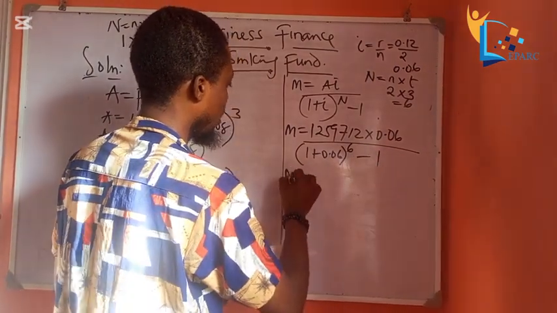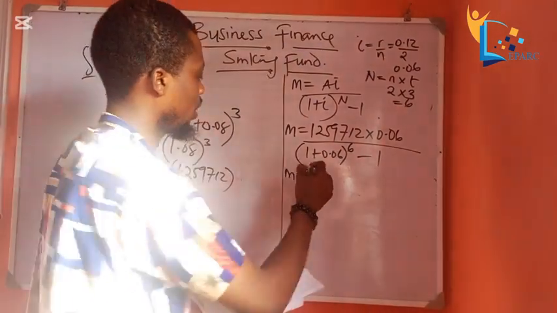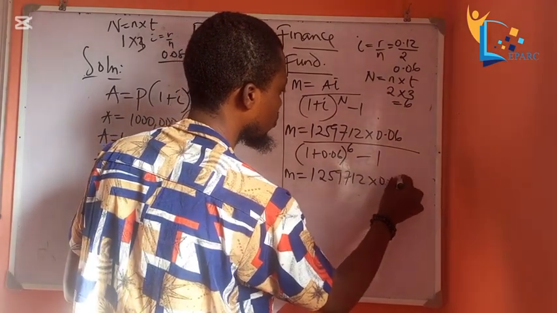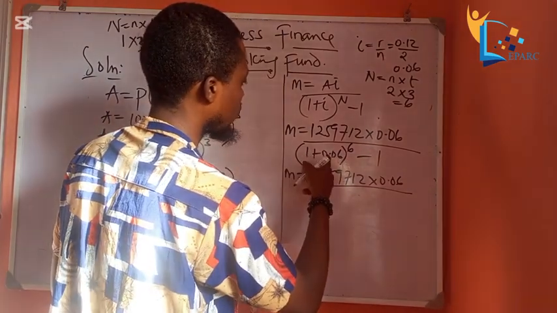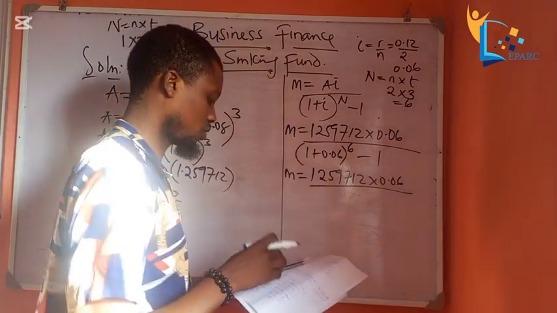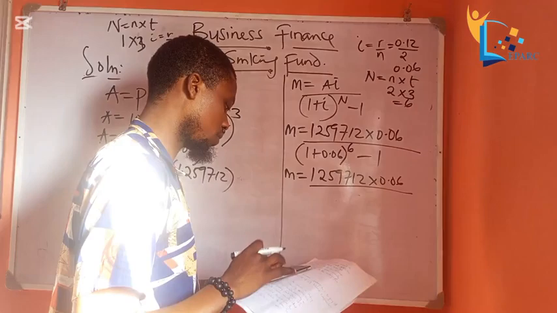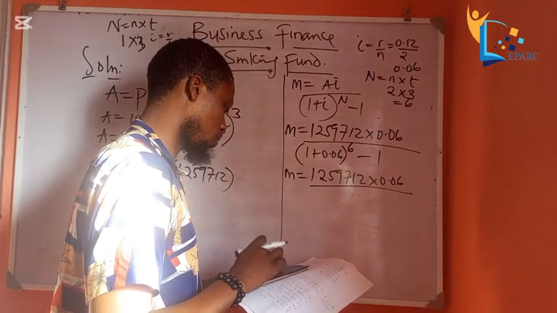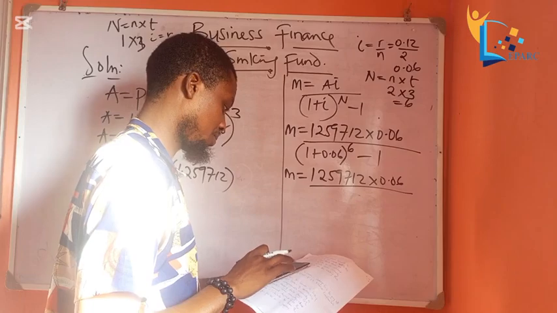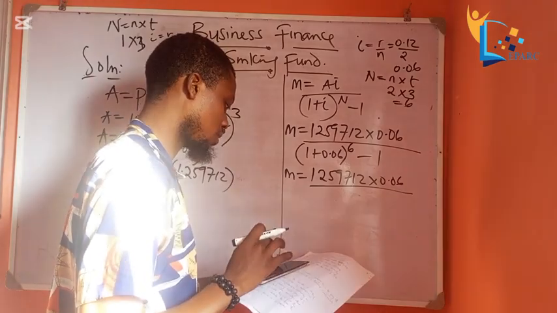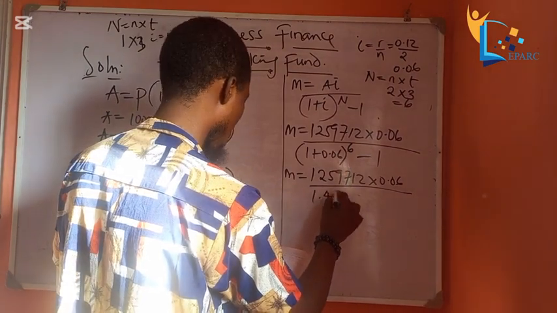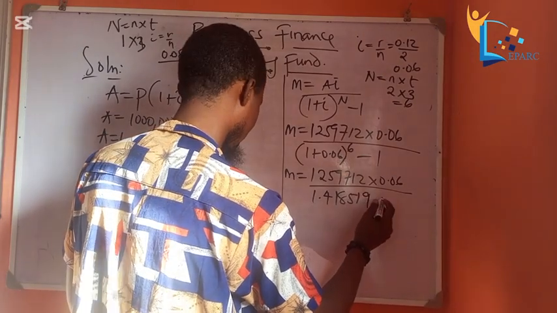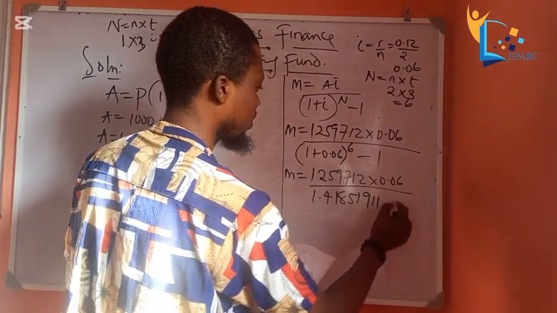Minus 1. So M is equal to, let's continue, 1,259,712 times 0.06 all over 1 plus this, which will give us 1.06. Then let's raise it to the power of 6. Raised to the power of 6 will give us 1.41851911. Let's stop here. Minus 1.